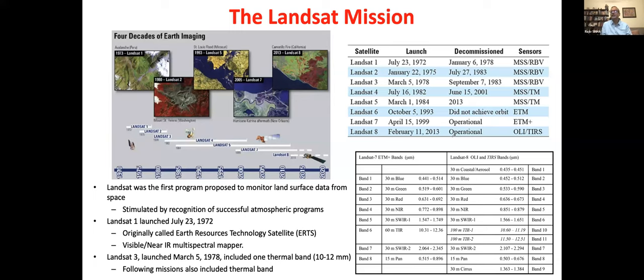From different times, from 1972 to 2013, every time they launched a new satellite, they also had improvements in the satellites, in the spatial and radiometric resolution and everything else. This is one of the oldest and a very widely available data set.